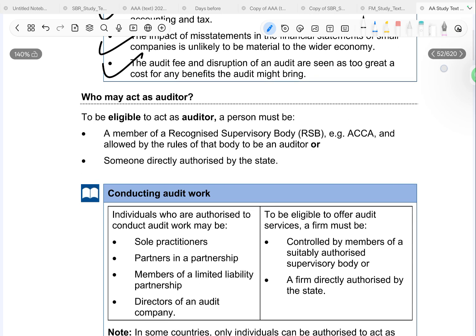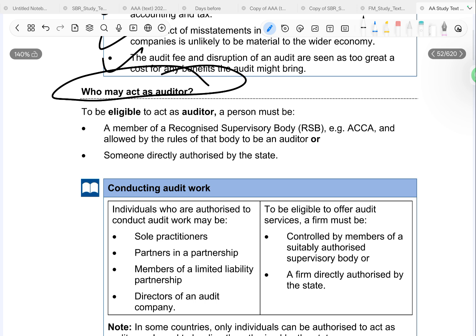Now let's move to the next part. Who acts as an auditor? Not just anyone can wake up one day and decide to audit companies. To be eligible to act as an auditor, a person must meet certain professional requirements. Generally, the person must be a member of a recognized supervisory body, often called an RSB. A good example of this is ACCA. But simply being a member is not always enough. The person must also be allowed by the rules of that body to perform audit work. Another possibility is that the person is directly authorized by the state.